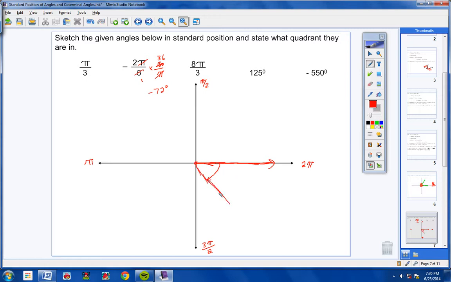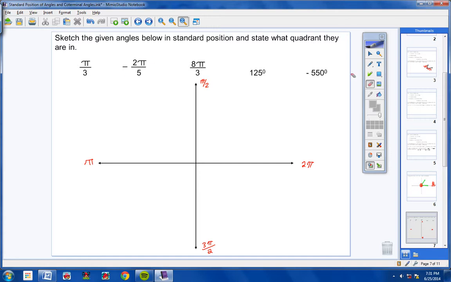And we're going to go ahead and draw our other ray of our angle here. There we go. Pretty badly drawn, but that's okay. And we're going to call this negative 72 degrees, or you can call it negative 2 pi over 5. There we go. All right, let's take a look at another one here.